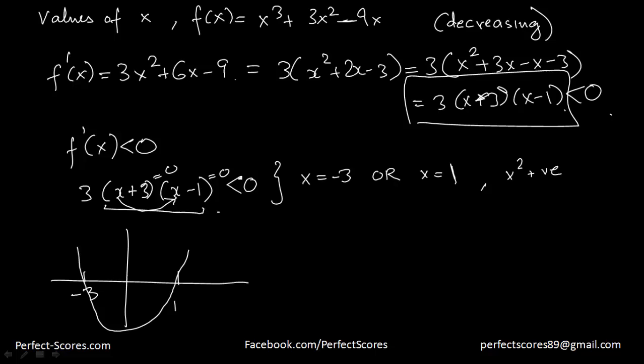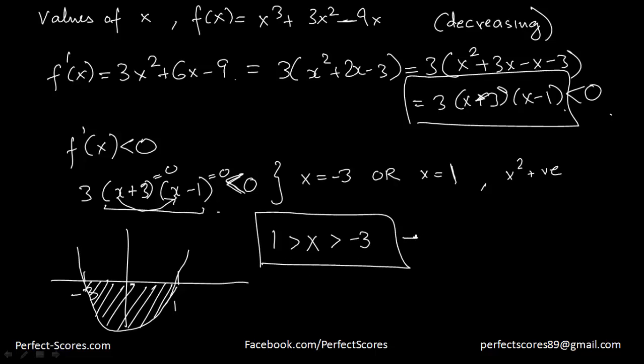Now for what values of x is this function less than 0? This function is less than 0 for these values. What are these values? These values are greater than minus 3 and less than 1. Right? So for these values, the function is going to be a decreasing function. I suppose you're understanding this point over here, guys. So for these values, the function is a decreasing function, right? As you can clearly see in this graph over here, the function is decreasing.